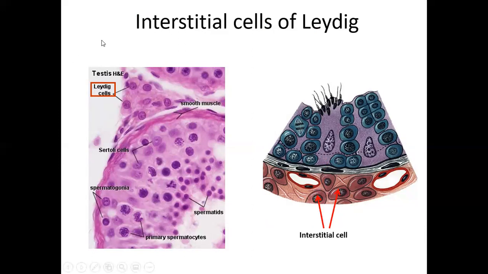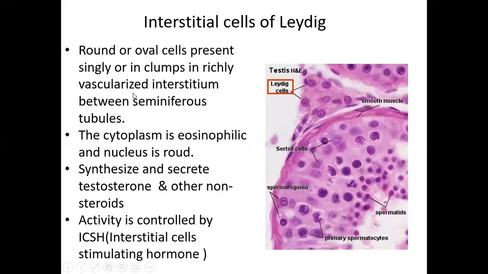Okay, and then we're going to proceed with the interstitial cell of the Leydig. This is the interstitial cell of the Leydig. Okay, it is a round or oval cell, present singly or in clumps.